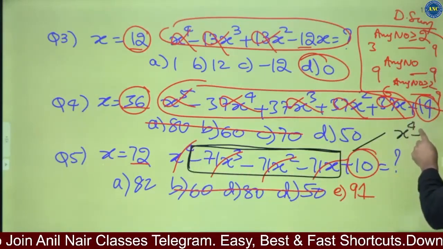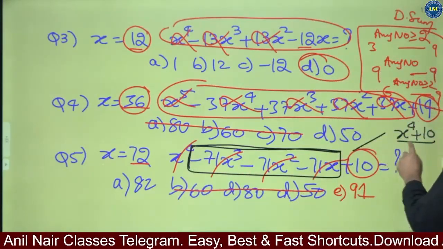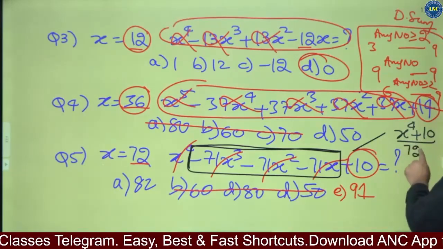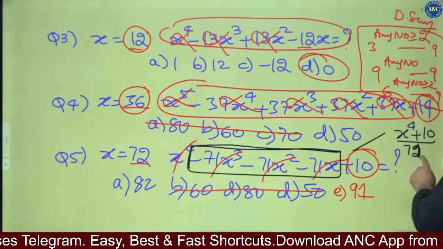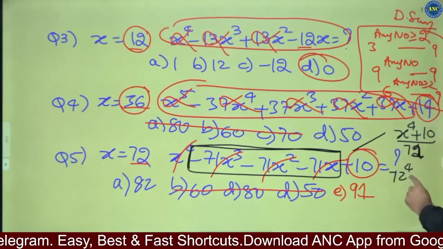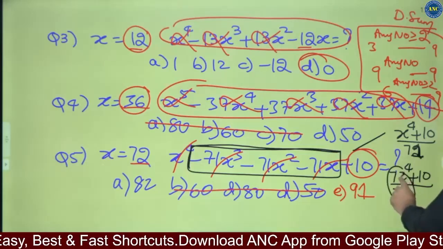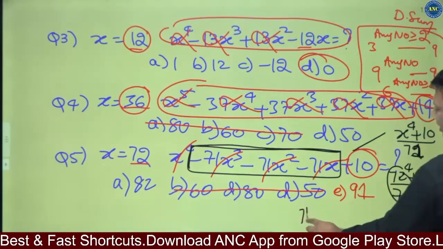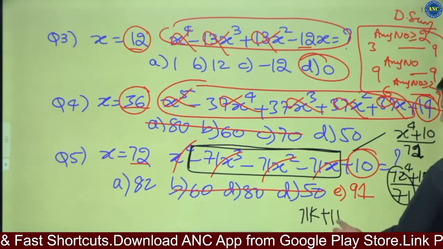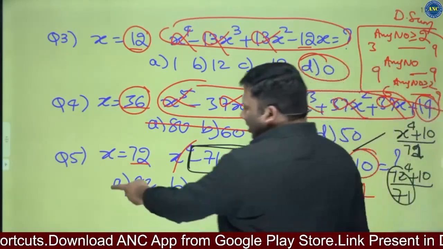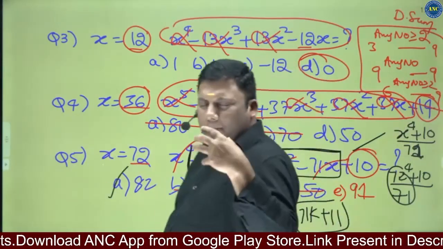Remaining it is x power 4 plus 10 divided by 71. X is 72. 72 power 4 plus 10 divided by 71. 1 plus 10, 11. Answer when divided by 71, it should give a remainder 11.